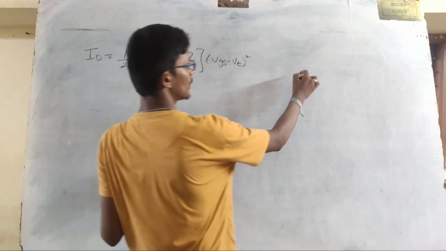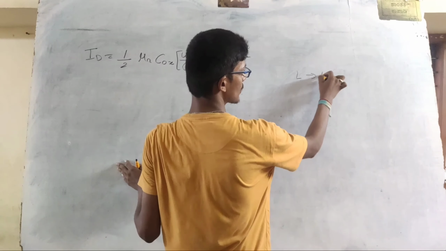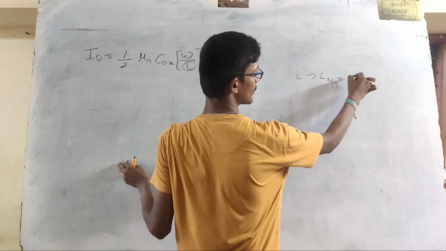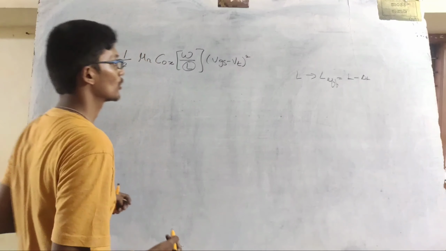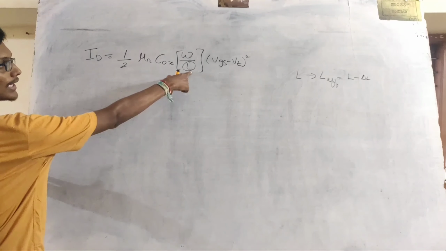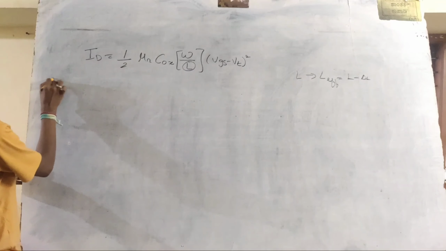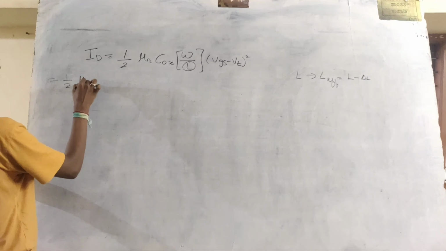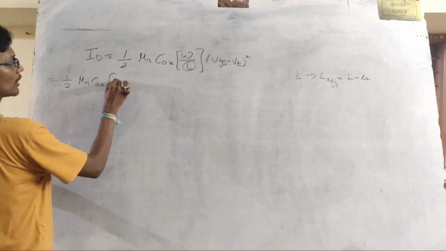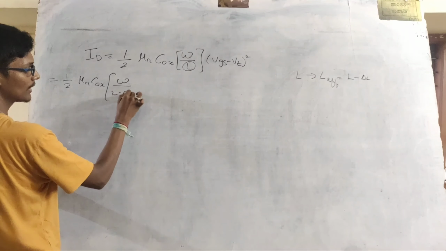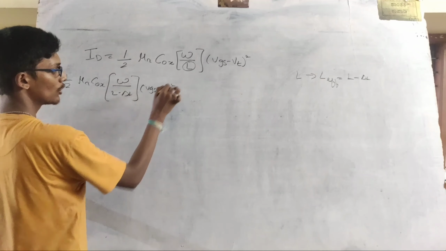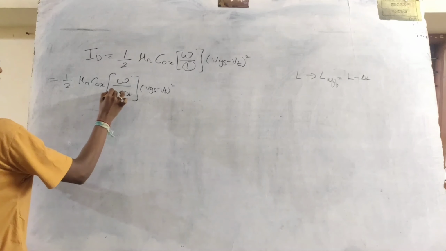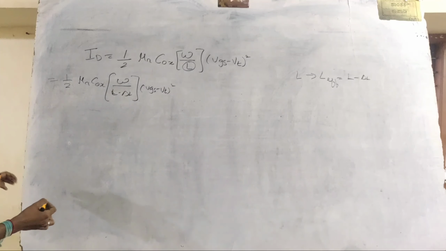Just now we saw that L will change to L effective, where L effective is equal to total L minus delta L due to channel length modulation. So I'll replace L with L effective. This will become 1 by 2 mu n COX W by (L minus delta L) into (VGS minus VT) whole square.